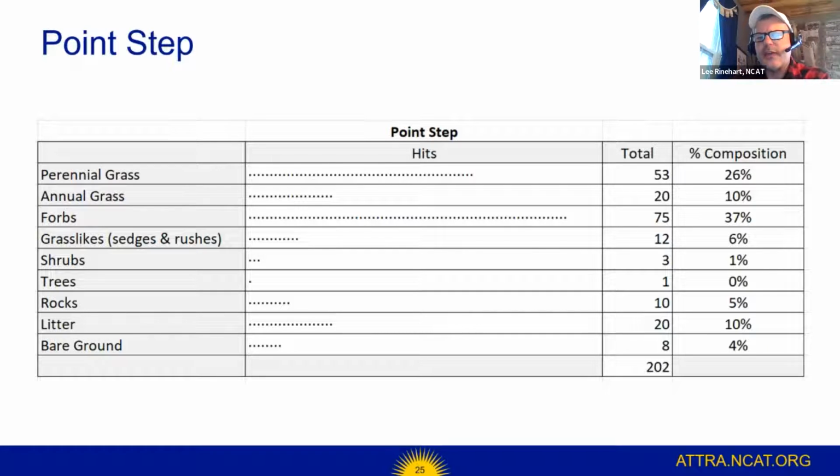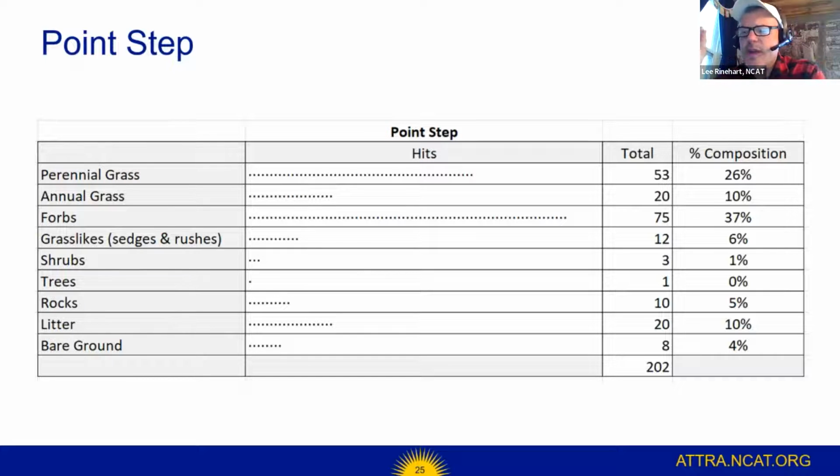So you do this, and you can do things like figure out ground cover. You can figure out percent composition, like I've done right here. For instance, every time you walk across and you hit a perennial grass, put a little check mark, total them all up at the end, and you've got a percent composition for that paddock at that time. And then you can come back the next month, or the next year, and you can start to see what's changing.